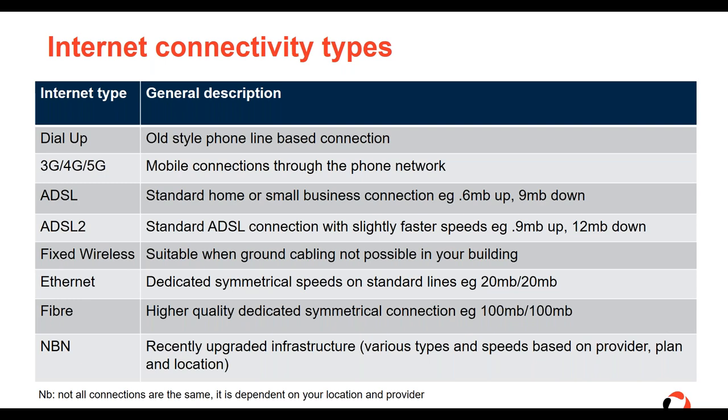So fixed wireless, we have a few clients where we can't actually get cables into their building for certain reasons, so we need that wireless solution. But most of our clients now are going to what they call an Ethernet connection, where they're getting those symmetrical speeds, so they can get 20 meg upload and 20 meg download. This is, let's say, $200 a month or $250 a month. But more and more are moving to fiber, which is the big offices where you can get 100 meg in and out in the city at reasonably good prices.